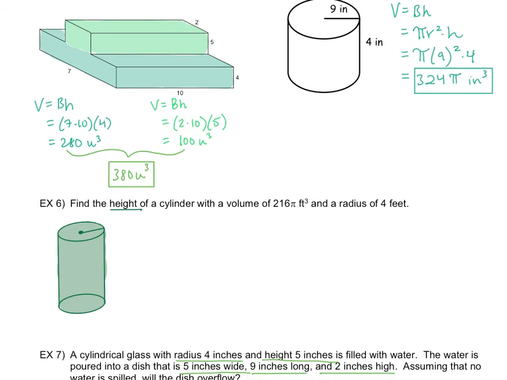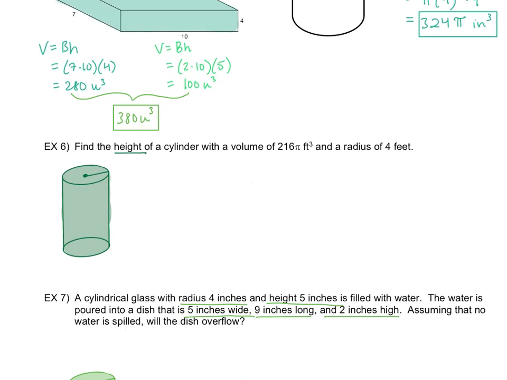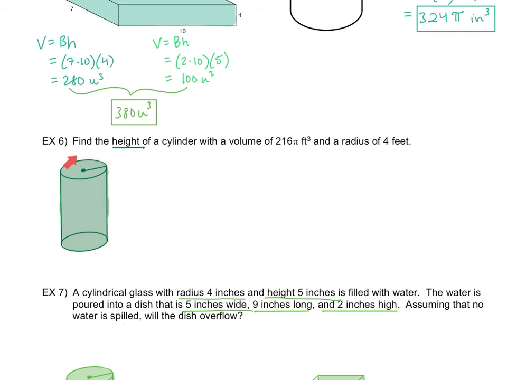For me, what I'm going to do is label the picture that I have here. So maybe I can label my radius as 4. I can say my total volume at the bottom. So I'll go ahead and do that. My radius is 4. My total volume is 216 pi feet cubed. And what I can do is take that formula of B times H and substitute in pi r squared times H, because that's the same formula that we're using.